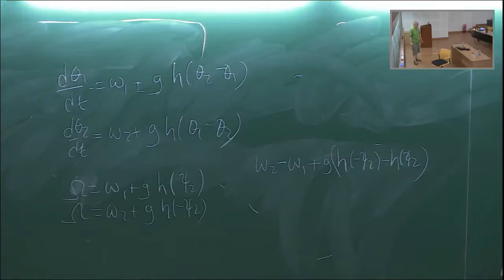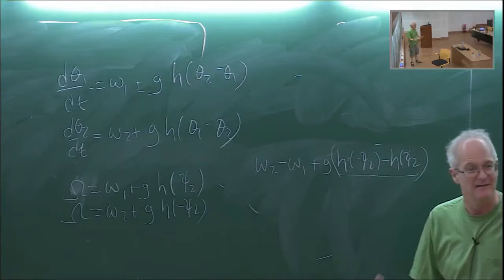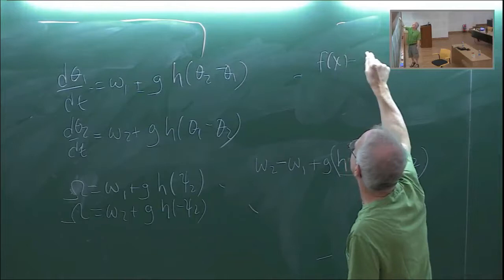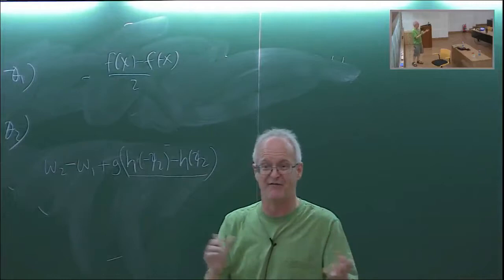What is this? That's just minus twice the odd part of h, okay? Because the odd part of a function, remember, is f of x minus f of minus x over 2. That's the odd part of a function. So this is just twice the odd part of h, and that's an odd periodic function.